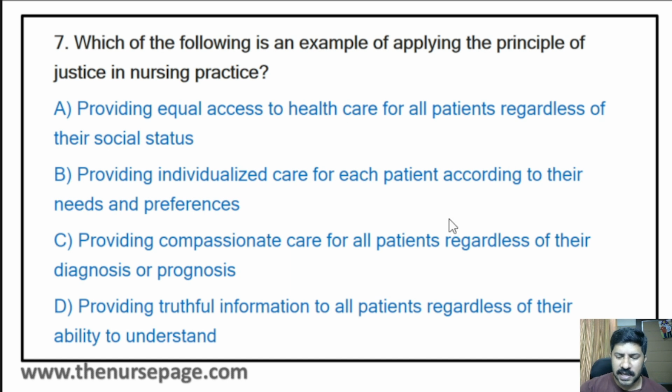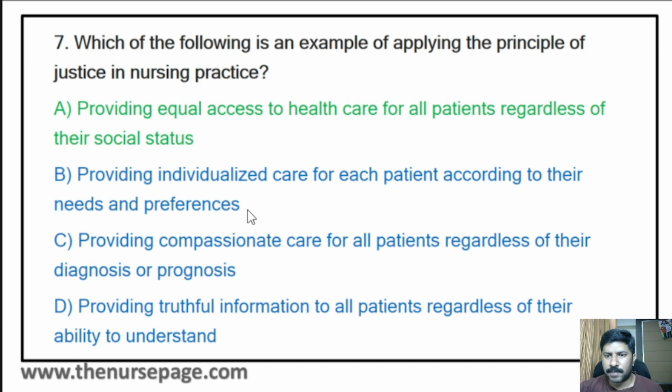So here the correct answer, the example of justice in nursing, is the first option: providing equal access to healthcare for all patients regardless of their social status. That is giving care equally irrespective of their social status or their economic status.